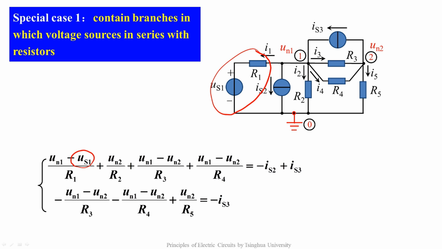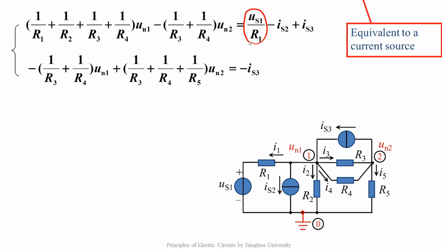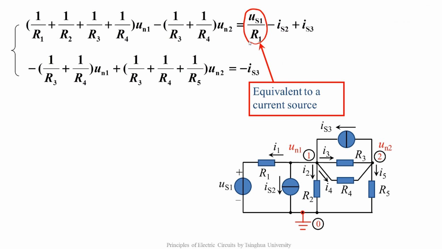Now we rewrite this equation, that is, move all the items without UN1 or UN2 to the right part. Now we find that there is an additional item, US1 over R1, on the right side. This is actually an equivalent current source. We conduct an equivalent transform of the voltage source in series with a resistor in the original circuit. Then we can get the additional equivalent current source item on the right side.